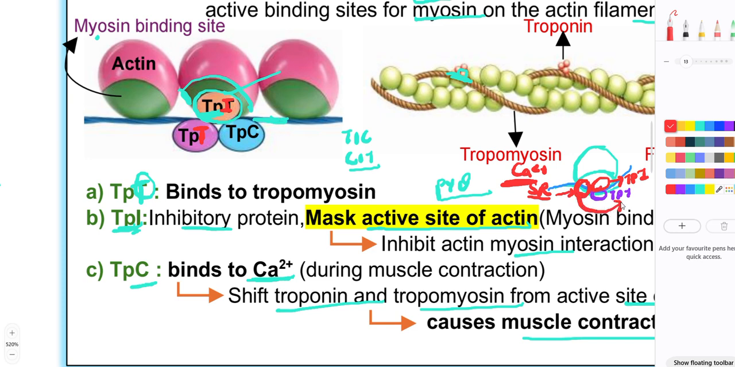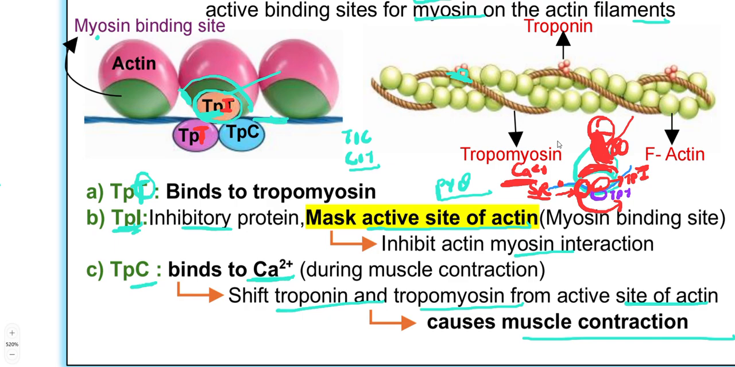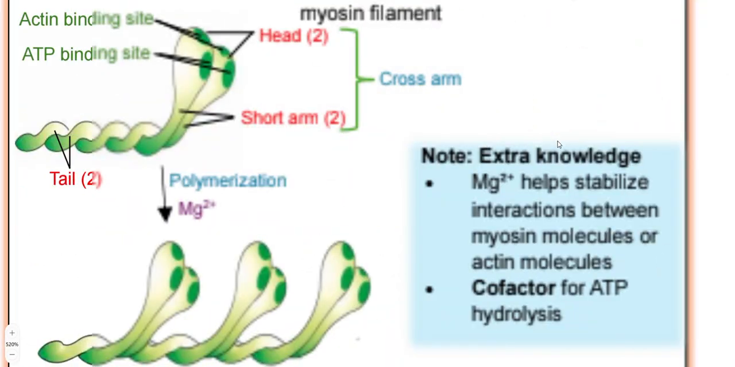When this is moved, what will happen? The unmasking, that is TPI, is going to vacate this position of the active site, and then it will also move along with the tropomyosin. So the active site will be vacant. Tropomyosin will be shifted and the whole trimeric unit will be shifted, and the myosin will be able to come and bind to the active site. This is the whole mechanism. You will understand this in the upcoming classes. So this was the whole thin filament.